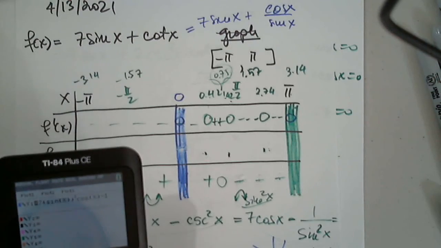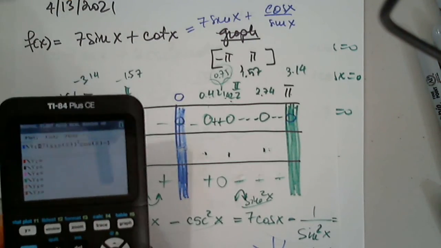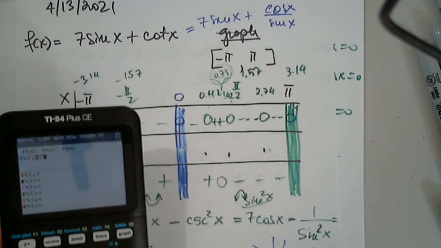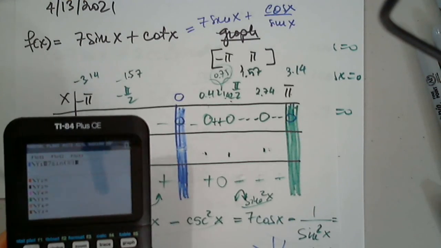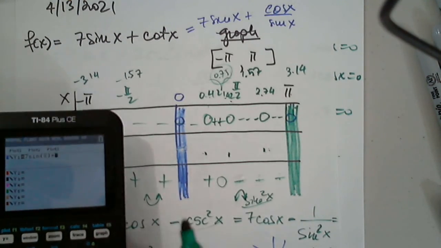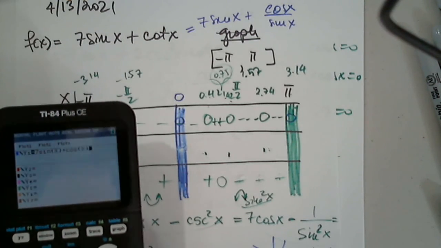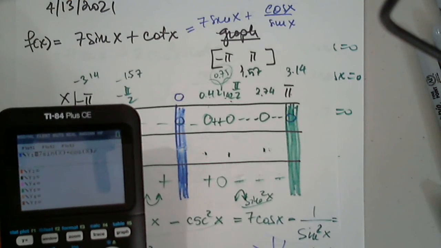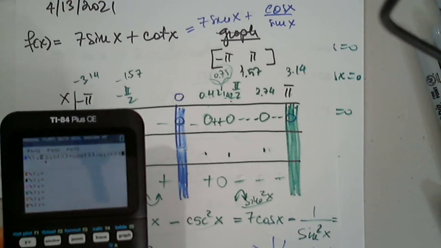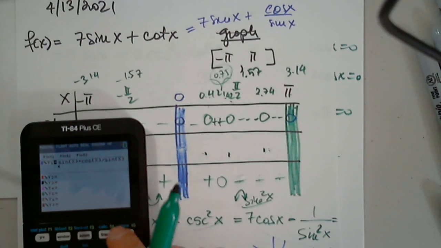So I will still put in the function, which was 7 sine x plus cotangent. Cotangent is cosine over sine, or 1 over tangent. That's the only way I can enter it. Okay, so now second and table.